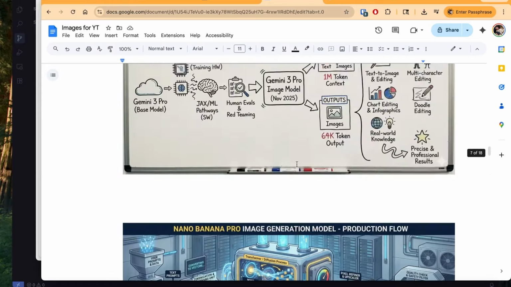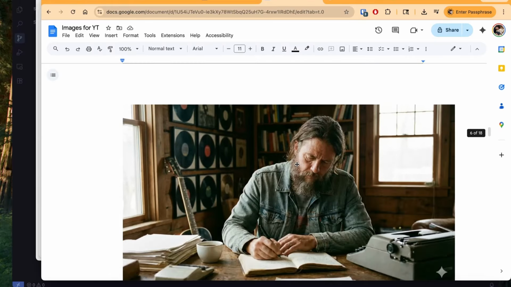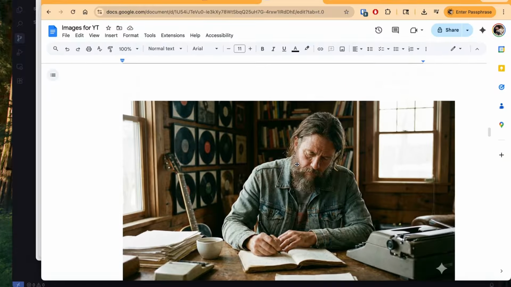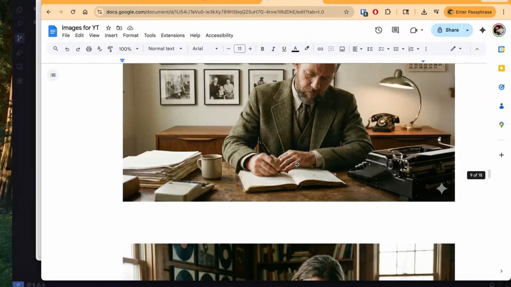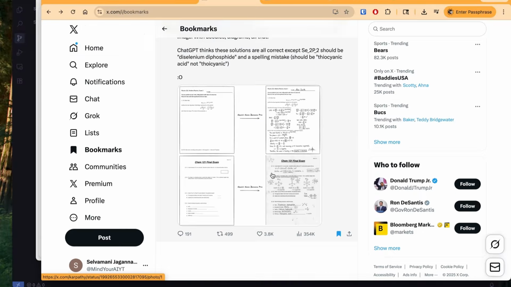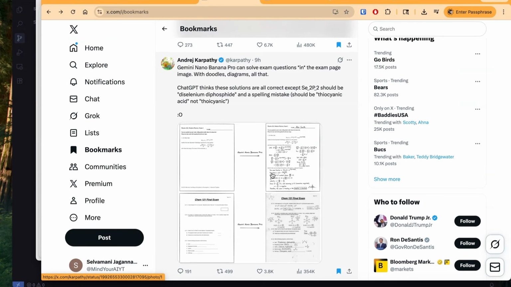It's the same guy. Look at the character consistency here. His clothes changed and his hairstyle changed and the background changed. Otherwise, it's a perfect image. So at this point, let's go to X and see some of the interesting prompts and outputs that people generated.